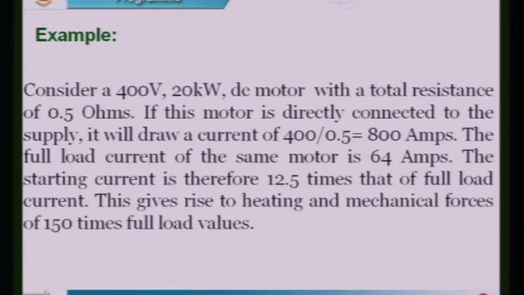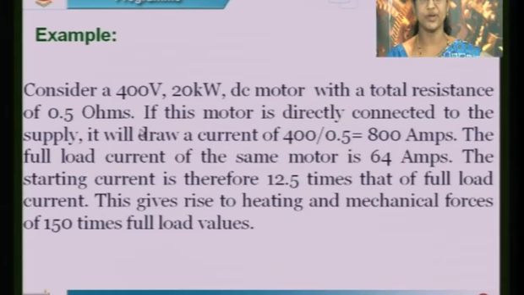That is why, in this example, we have considered V equal to 400 volts, and a 20 kilowatt DC motor with a total resistance of 0.5 ohms. If the motor is directly connected to the supply, how much current will it draw? The applied voltage 400 divided by 0.5. See here, it is 800 amperes. The full load current of the same motor is only 64 amps. We require only 5 to 6 times the 64 amps, but we are getting 12.5 times the 64 amps.